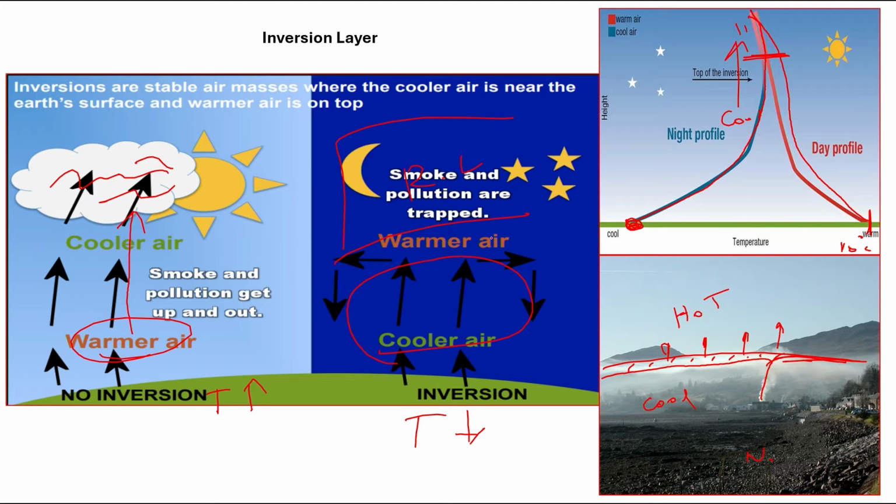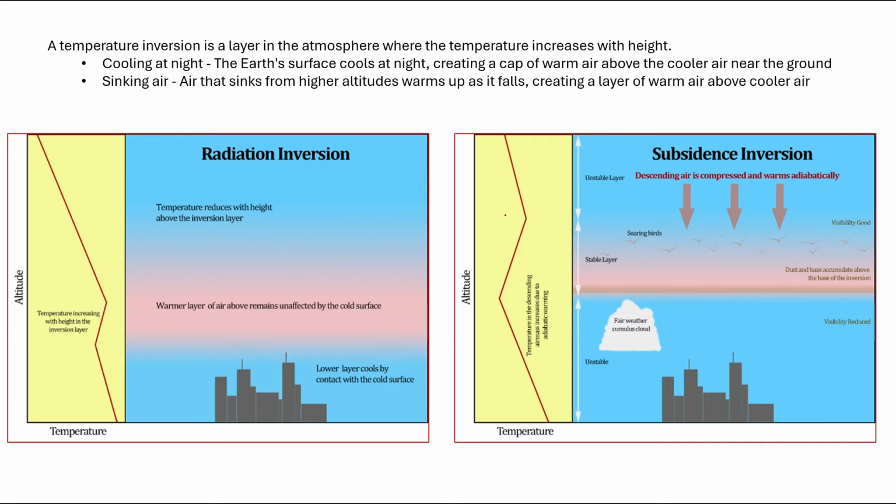So this is about the inversion layer, and these are the two different inversion forms. One is the radiation inversion, another one is the subsidence inversion. Radiation inversion means the bottom surface suddenly cools down due to the day and night variation. Maybe during the night the temperature drops, so this layer becomes cool, that is, the temperature is very low, but above it we have the residual layer where the temperature is very high, so the air cannot cross this layer.